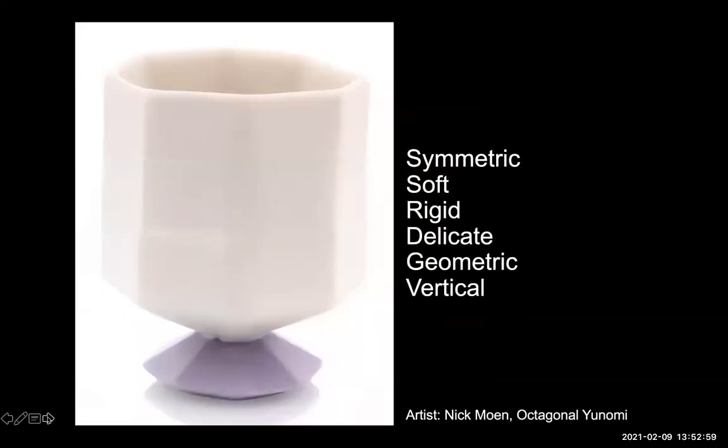The lines present in the form itself create an octagonal form, creating symmetrical lines, both in the cup and the foot. While the glaze softens the angularity of the form, it can still be considered rigid due to our associations with geometric forms and hard lines. The prevailing direction of the lines in this piece is vertical.